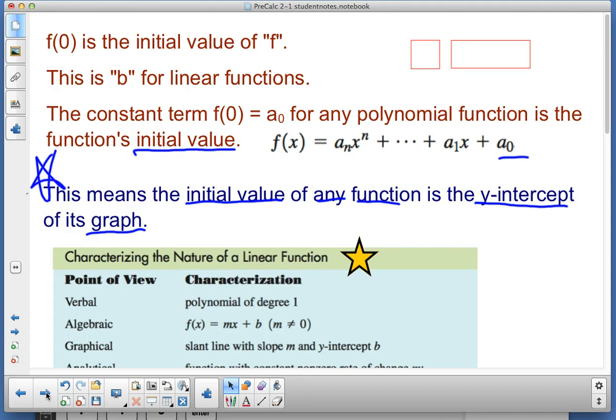Now, f of 0 is the initial value of f. For linear functions, b is the y-intercept. So the constant term, f of 0, is a naught for our function. It doesn't have a variable with it. For any polynomial function, it's the function's initial value. Whenever I put x equals 0 in, it should be the initial value, the y-intercept of whatever it is. So where it crosses the y-axis is a significant piece of detail I want to make sure you always have on your graphs when we're testing and when you're doing your assignment. Make sure you put in your y-intercept. And that's all it is when x is 0. Plug it in, get it going, be able to graph it.